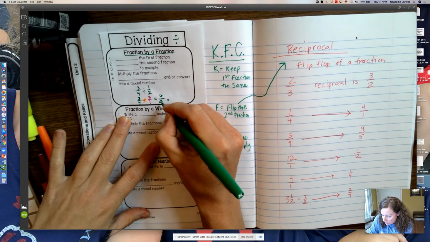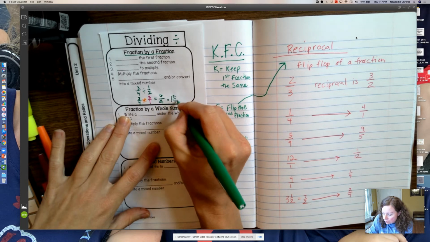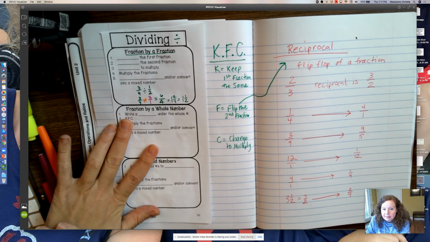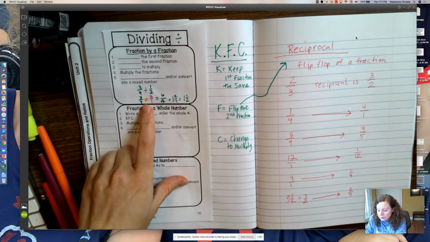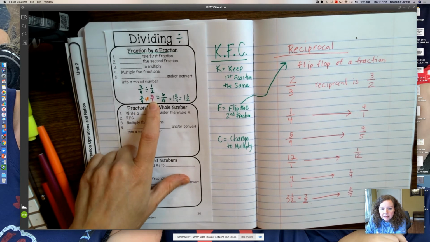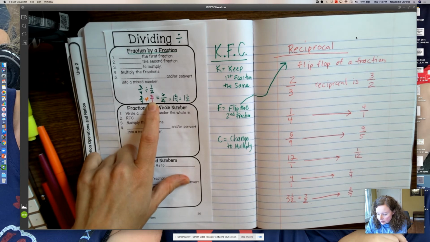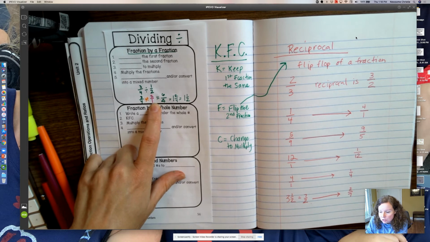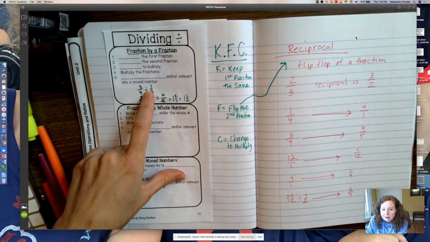6/4 is 1 2/4, which equals 1 1/2. Okay, this is how we divide fractions. You multiply by the reciprocal. And that's how you'll hear a lot of people talk about this too. You multiply by the reciprocal, which basically means you flip the second fraction and multiply.